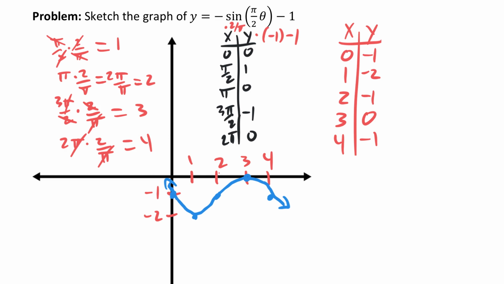It's changed the period of the graph, if you look, to actually 4. The period used to be 2 pi, which was, again, a bit of a gross number because it had a pi in it. But now the period is just 4, and I kind of like this graph. Looks kind of cool.